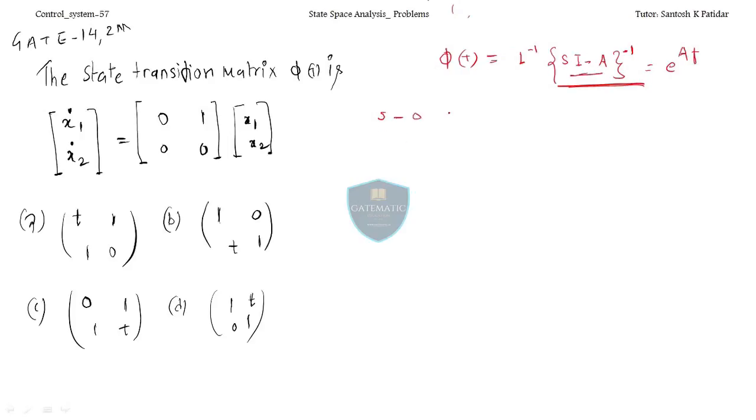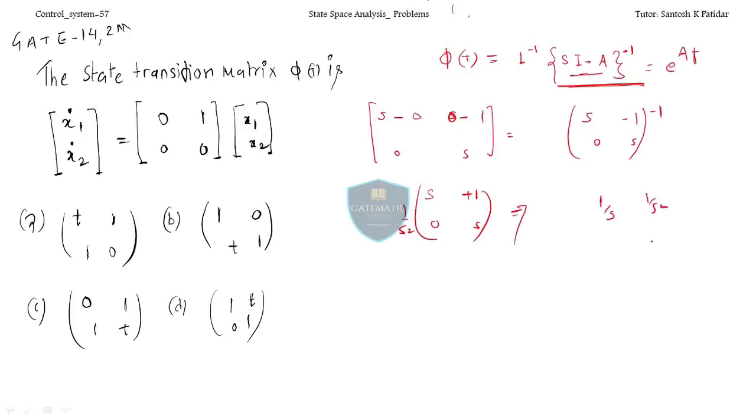So sI minus A is [s, 0; 0, s] minus [0, 1; 0, 0]. What you will get is [s, -1; 0, s]. You will take the inverse, so adjoint of this divided by the determinant: [s, 1; 0, s] divided by s square. Inside you will multiply with this, so it will be [1/s, 1/s^2; 0, 1/s]. Take the L inverse, it will be [1, t; 0, 1]. Here is the answer. Option D is correct, isn't it?